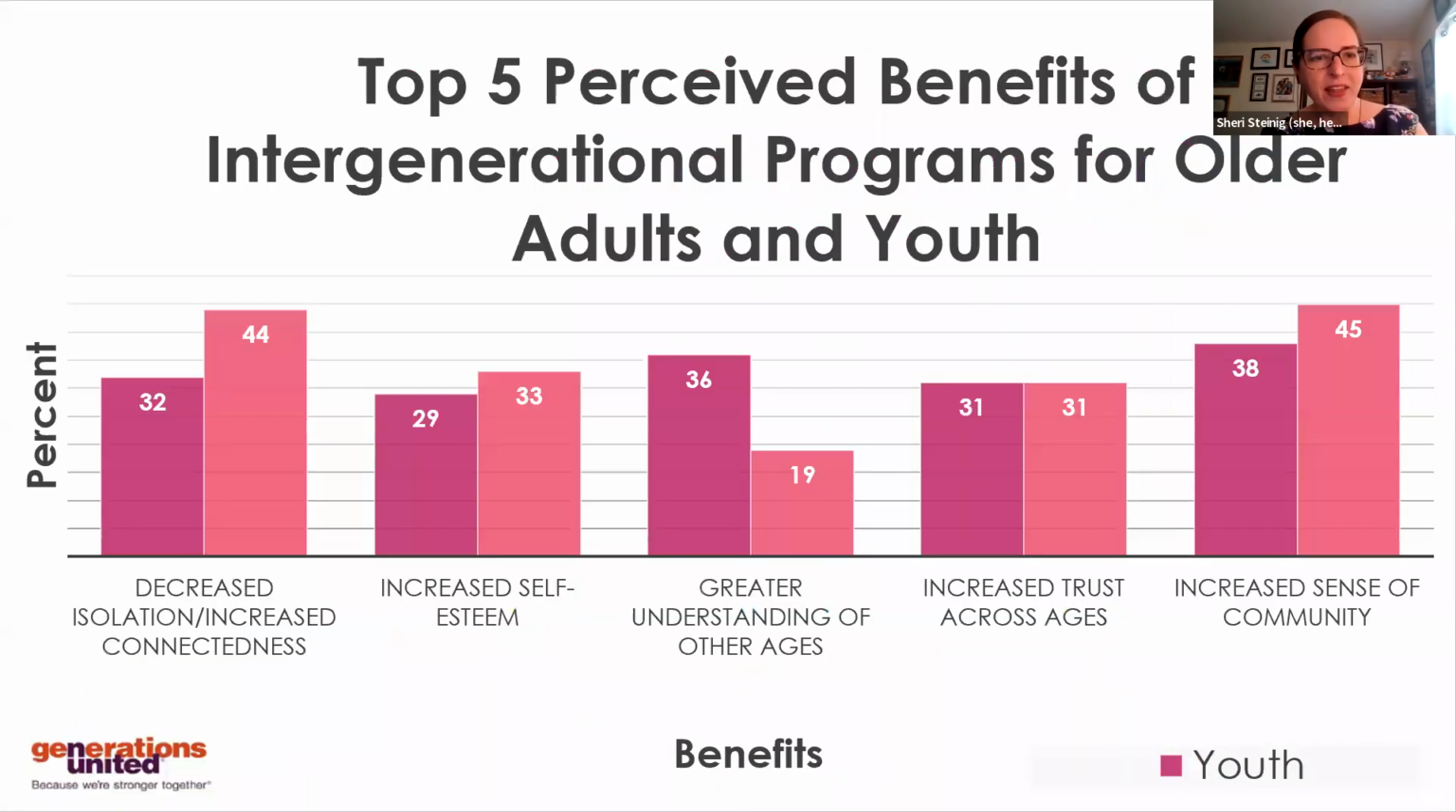On the next slide. A few years ago, we did a report where we were asking what were the perceived benefits for older adults and youth in these intergenerational programs. The top 5 of these benefits are listed here. The most frequently reported for youth was a greater understanding of issues faced by older adults. The most frequently reported for older adults was decreased isolation and increased connectedness. But interestingly, respondents reported the other perceived benefits really in equal proportions for older adults and youth: increased self-esteem, feelings of worth, increased trust across the ages, and increased sense of community. Next slide.